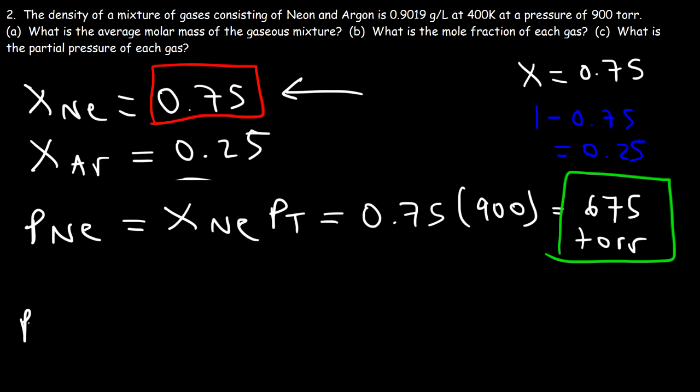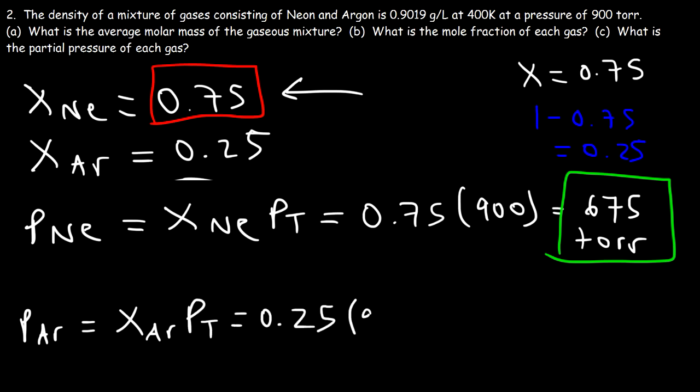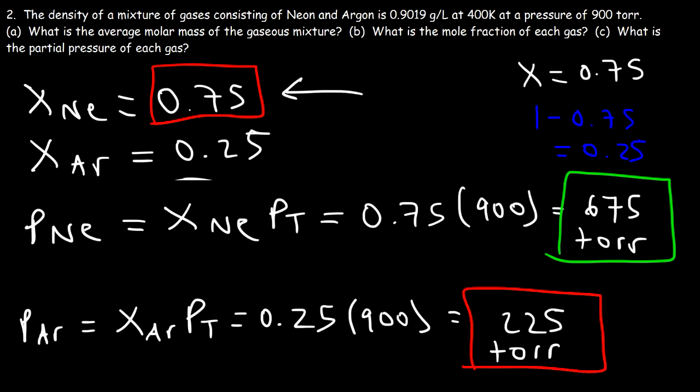The partial pressure of argon is the mole fraction of argon multiplied by the total pressure. So that's 0.25 times 900. And so that's going to be 225 torr. So now you know how to calculate the mole fraction and the partial pressure of every gas in a mixture if you're given the density of that mixture along with the temperature and the pressure.